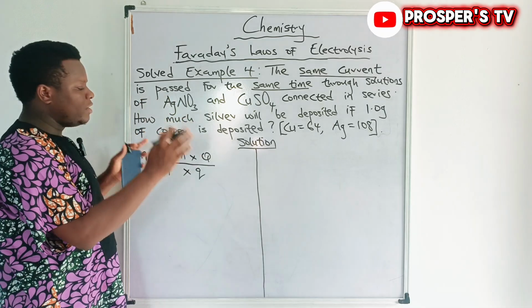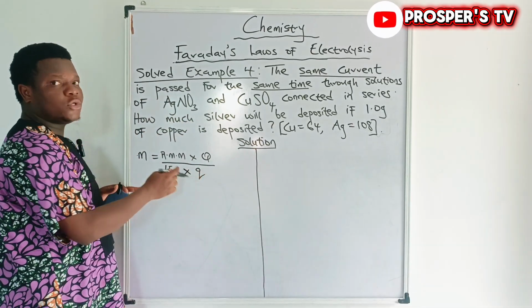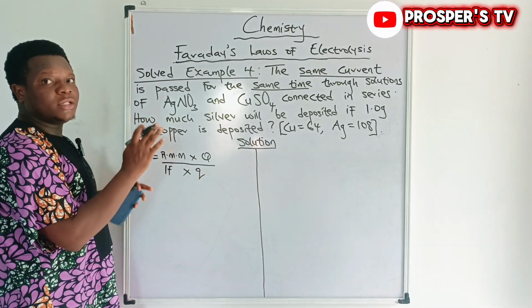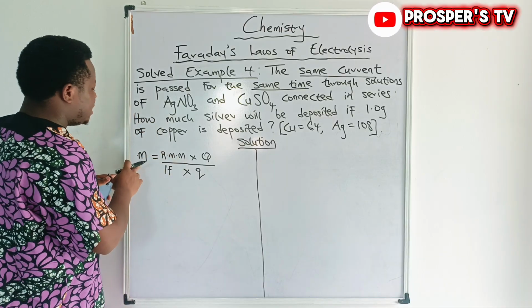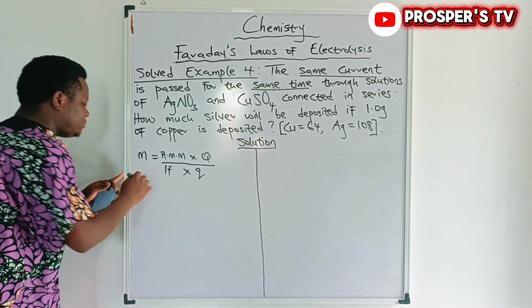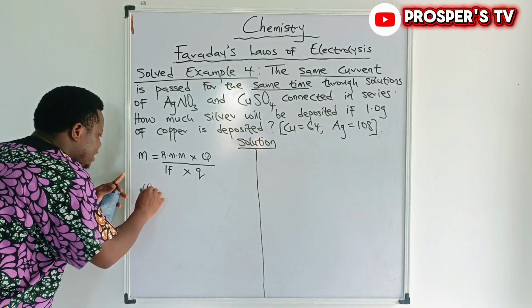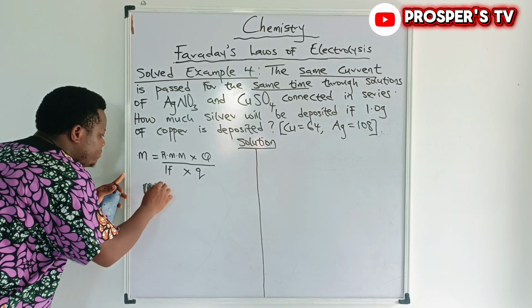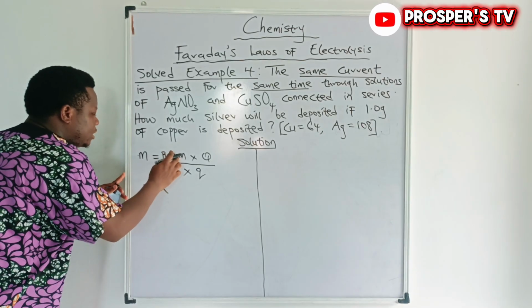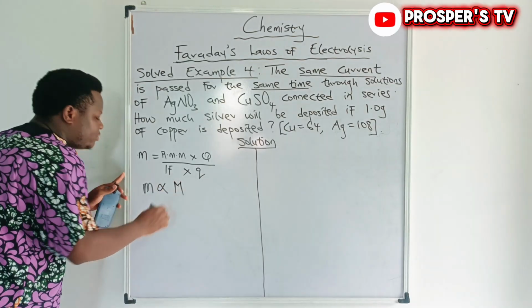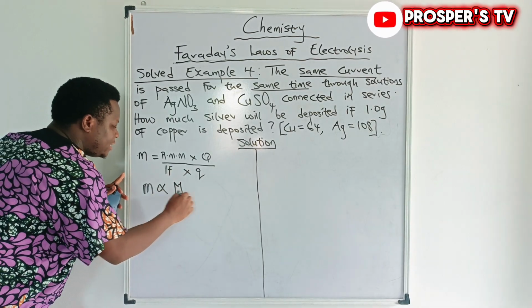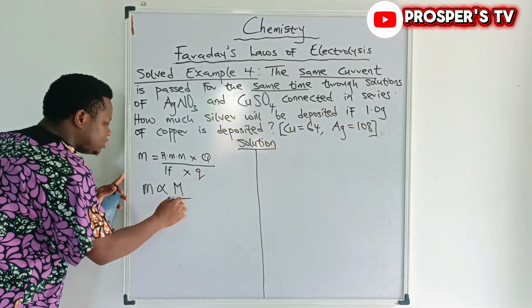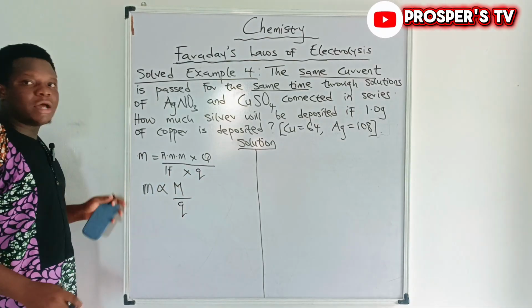For the two elements we are considering, the value of Q will vary. For the two elements we are considering, the relative molecular mass will vary. Now, I can say that the mass that is being deposited, M would be what? Directly proportional to your relative molecular mass. Let me represent it as capital letter M, divided by and inversely proportional to what? To Q. I can make this statement.